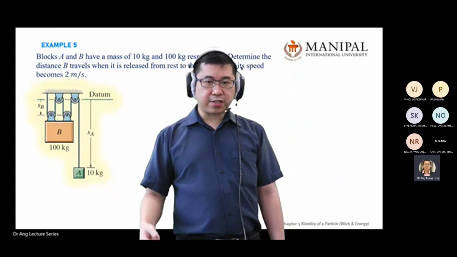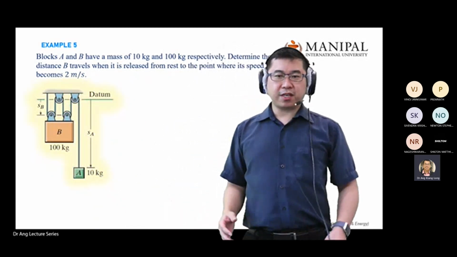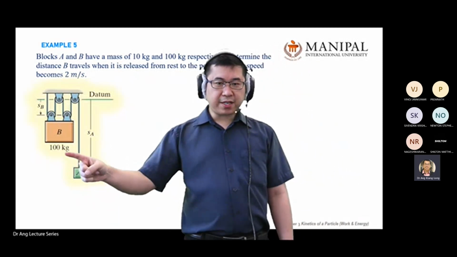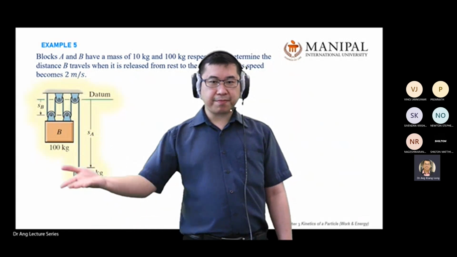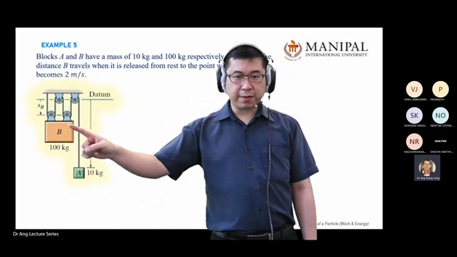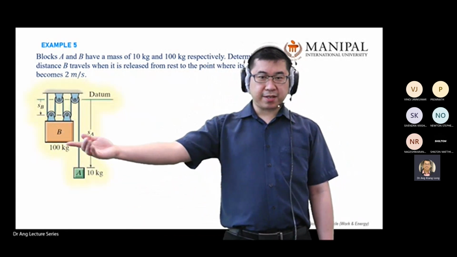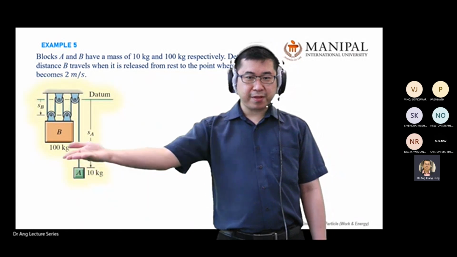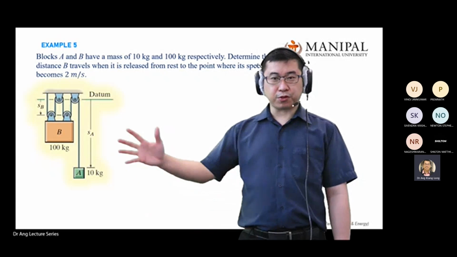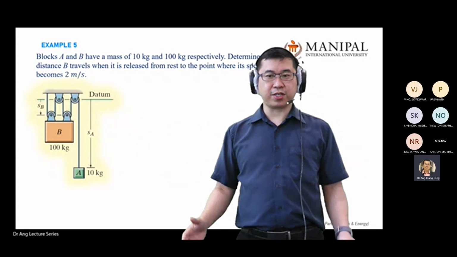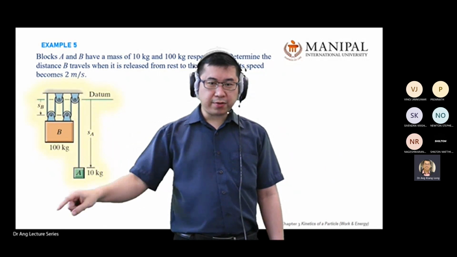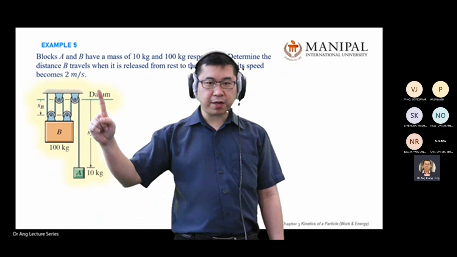If you're given such a system, can you guess the motion of the two objects? If B is 100 kilogram, A is 10 kilogram, you put your hand here and you let go. What happened to A? What happened to B? B is going to move down, right? More heavy, right? So B moves down, A will move up. Okay, before you solve any question, just look at it and think logically. So if you let go, B will move down. When B moves down, A moves up.